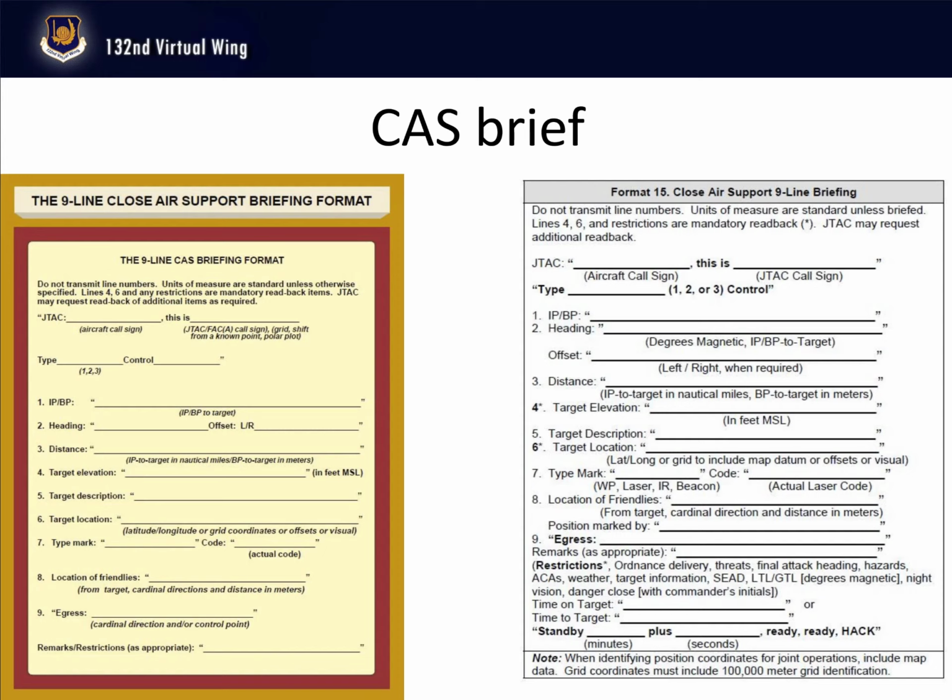Okay, so this is the remarks, restrictions. Again, restrictions are mandatory readbacks. So up until now, we have lines 4, 6, and 8, and restrictions are mandatory readbacks. Now, the flow, the separation between how the CAS brief sounds on the radio is something like that. Let me find an example here.